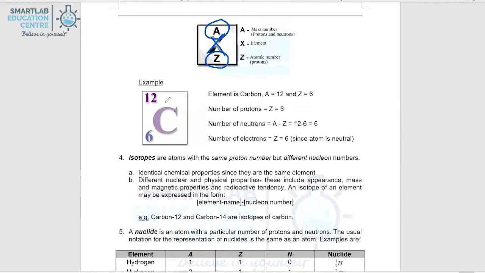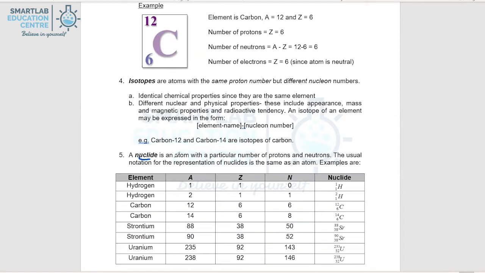In the case of a carbon atom, for example, in this atom, we know that it is a carbon atom which has a mass number of 12 and a proton number of 6. Since the number of protons is 6, then from the mass number, we will know that the number of protons plus neutrons must be 12. So therefore, the number of neutrons in this case has to be 6. We use the term nuclei to describe an atom with a specific number of protons and neutrons. And these are the various examples of nuclei.